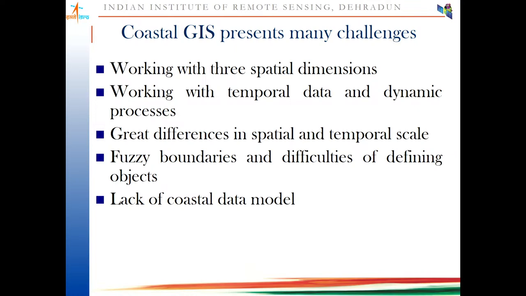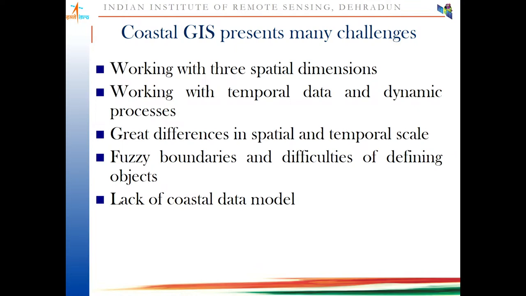But coastal GIS has many challenges, not like a land GIS, working with the three spatial dimensions X, Y, and Z, and along the Z, various parameters change with time. Particularly, it is like 3.5D GIS. We even call that 4D GIS, working with the temporal data, because things change very fast with time. So you have to incorporate time in the GIS. That really is a challenge. Working with the temporal data and the dynamic processes, great differences in the spatial and the temporal scale. Boundary is very fuzzy. Coastal boundary, as you know, there is a high tide, there is a low tide. The boundary itself is fuzzy. That has to be represented in a GIS platform.